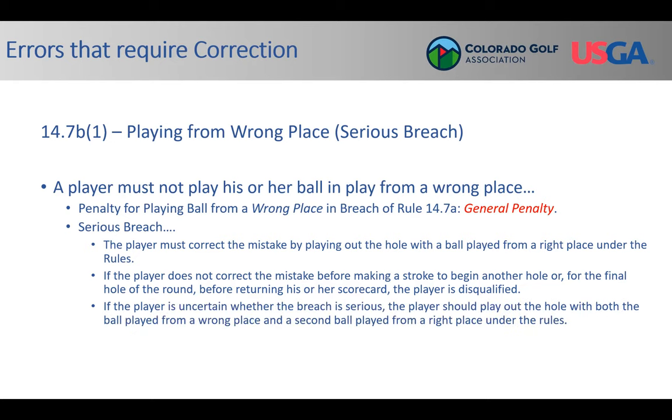If the player is uncertain about whether the breach is serious or not, we have a scenario where a player can play out a hole with two balls. They can play out the hole with the ball they don't know is a serious breach or not, and then play out the ball that is on the more conservative side of where they should have dropped or played from, and see what the committee decides they need to do from there.